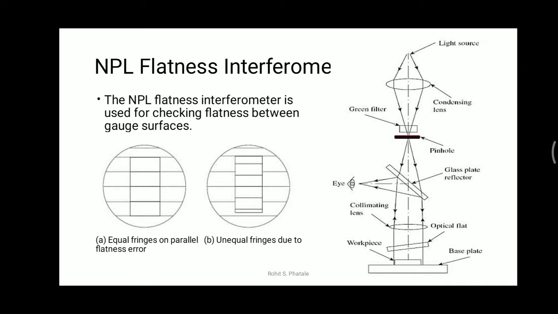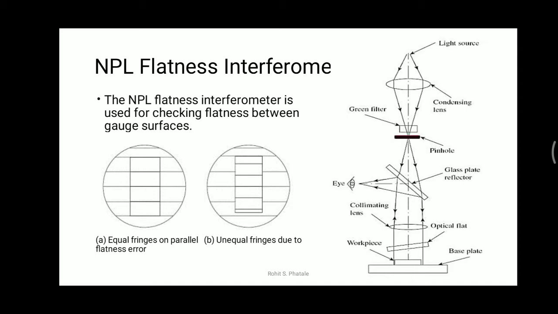Okay, so basically we will first understand what NPL stands for. NPL stands for National Physics Laboratory. This is the short form of National Physics Laboratory, by which it was first invented. That's why NPL appears in the name of the NPL flatness interferometer.